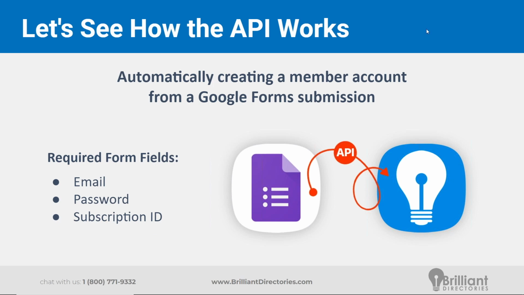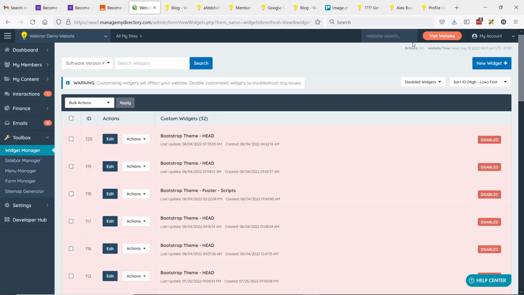We're going to be automatically creating a member account from a Google Form submission. So, a pretty simple use case, but you should be able to understand how this will work in practice. Just some quick things to note, some required form fields, because we are creating essentially member accounts on our BD site. We will need to have an email, a password, and a subscription ID for these member records. But other than that, it's a pretty simple process. Jason, if you want to take it away and walk us through this.